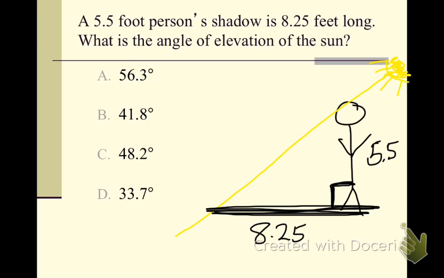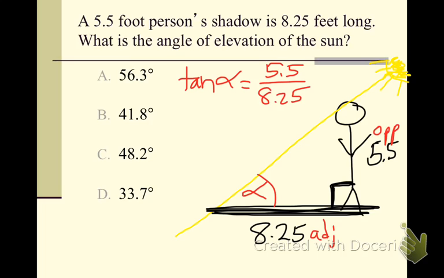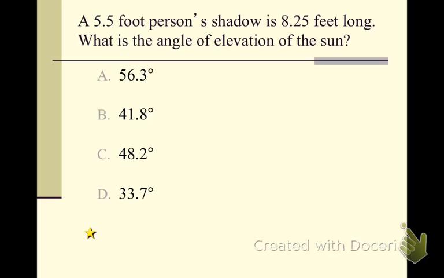What we want is to figure out the angle of elevation of the sun, which we'll call alpha. So we're figuring out an angle alpha. We know its adjacent side. We know its opposite side. So that's going to be a job for the tangent function, tangent of alpha, opposite over adjacent. The inverse tangent is what we're going to use on the ratio of 5.5 over 8.25. When we plug that into the calculator, we get 33.7 degrees.